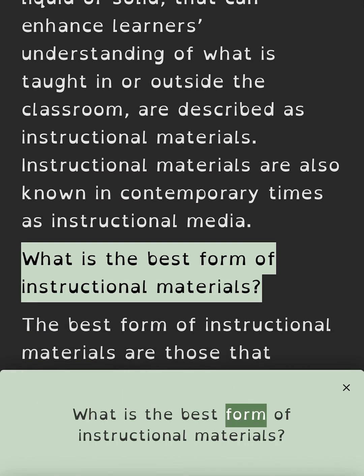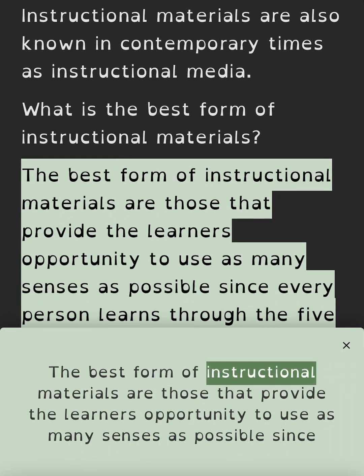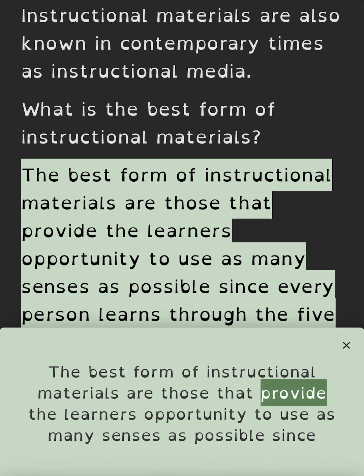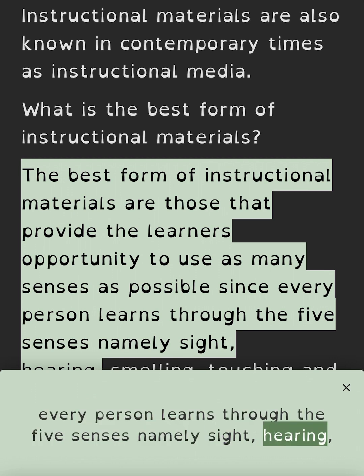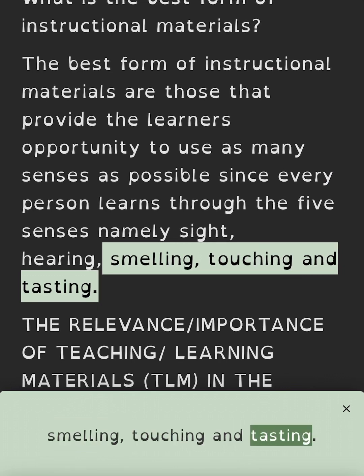What is the best form of instructional materials? The best form of instructional materials are those that provide the learner the opportunity to use as many senses as possible, since every person learns through the 5 senses, namely sight, hearing, smelling, touching and tasting.